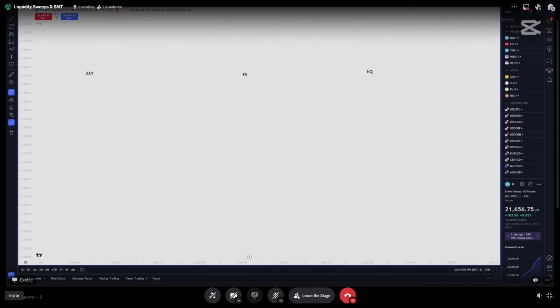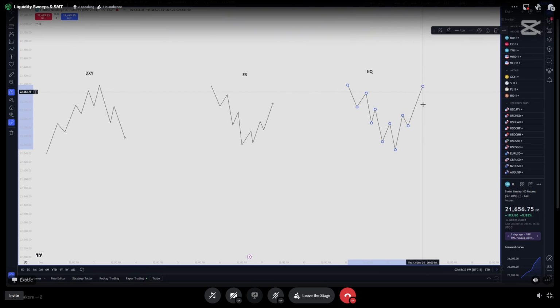Since these are inversely correlated, what are we looking for? DXY to make a higher high, something like this, and at the same time we should see ES do something like this, and then we'll see NQ do something like this. We want to see inverse correlation here. When we see this is the same low as here, I'm going to mark these out as 1. I'll make this a little smaller. Let me know if you need me to make anything bigger.